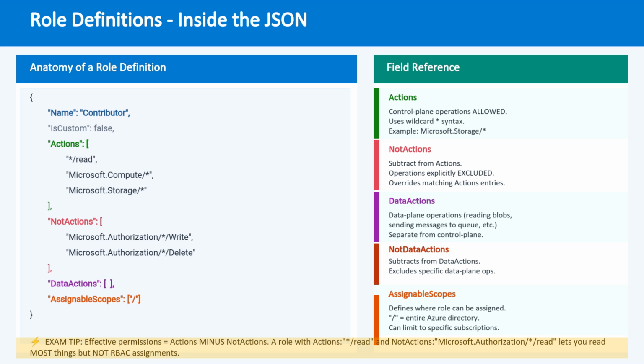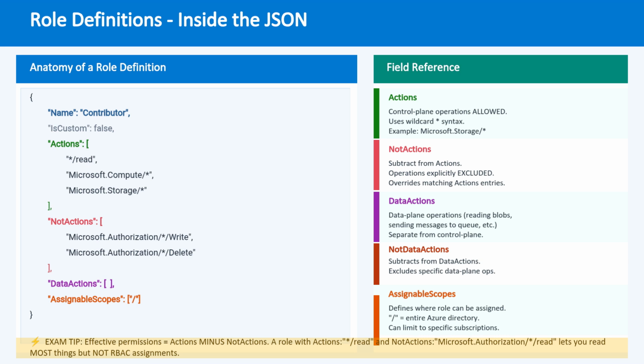Now let's consider the not actions, which is the control plane exclusions. Note it is not a deny. It's a subtraction from actions. It removes specific operations from the allowed set. See that the contributor role has not actions for Microsoft.Authorization/star/write and delete. This is exactly why contributors can't assign roles.